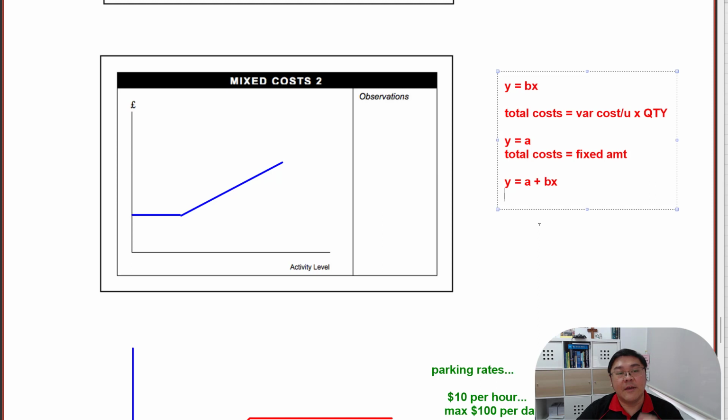All right, so that's all that we will do for now for this session, and then we will continue to the next session to talk about how we split mixed costs into variable costs and fixed costs. That's a very important thing, especially when you need to do budgeting at the higher level. Thank you guys, bye.